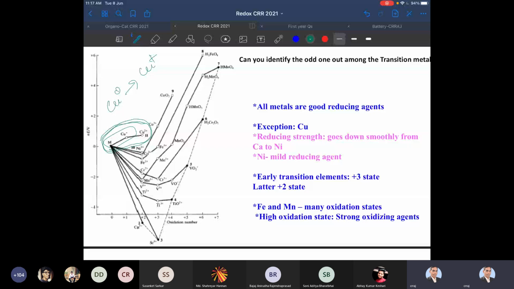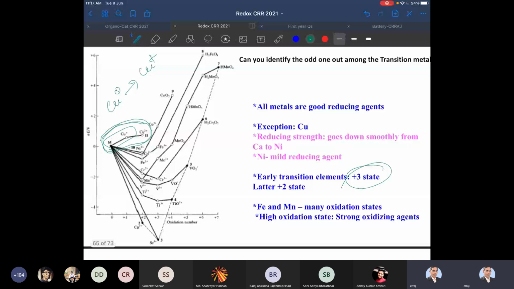You look at this diagram, and you will be able to see the entire first row transition metals, the first row d block elements. Early transition elements have the plus 3 state and later ones the plus 2 state as the stable state. Iron and manganese have multiple oxidation states. The first row transition metals will have multiple oxidation states. I hope you understand.